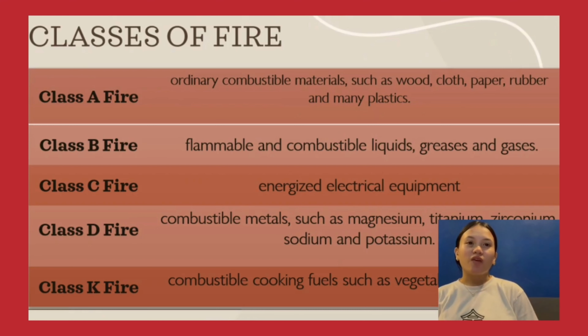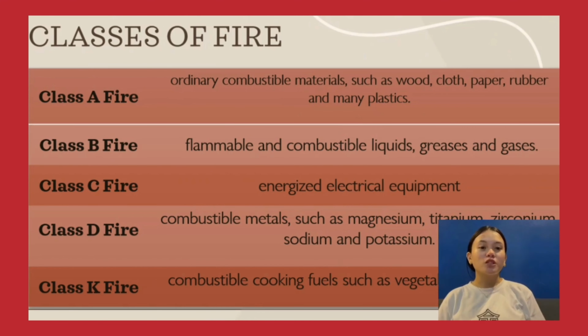So, Class C fire, mao ni siya ang energized electrical equipment. And Class D fire, mao ni siya ang combustible metals such as magnesium, titanium, zirconium, sodium, and potassium. And the last one is Class K fire, mao ni siya ang used for cooking, such as vegetable or animal fats. So let us move on to the methods of heat transfer.